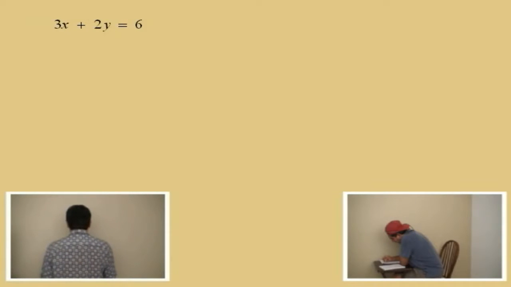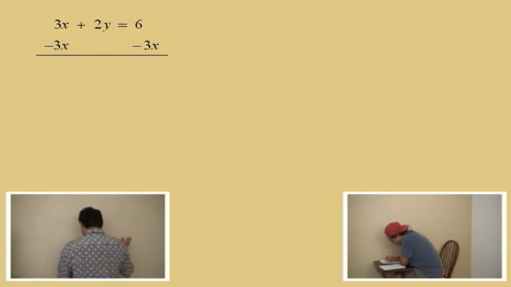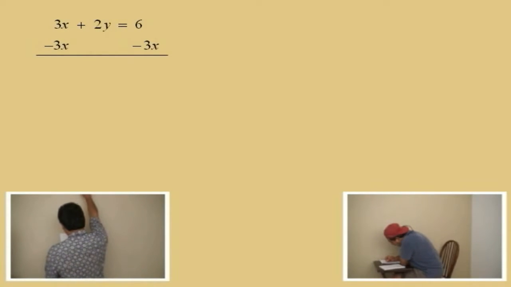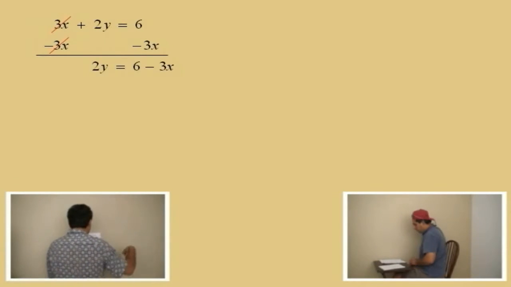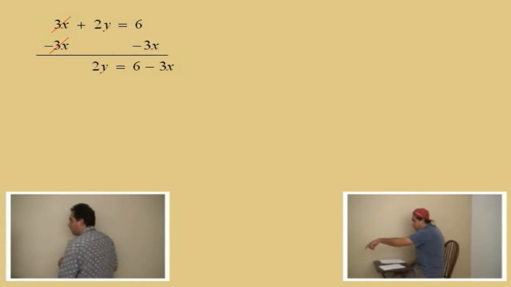So Charlie, solve for y. What do we do first, Charlie? Subtract 3x from both sides. That's right. Subtract 3x from both sides. Bring down your line. Don't forget, 3x subtract 3x gives you 0. So those are canceling out there to give you that 0. And then what's left on the left-hand side, Charlie? 2y. 2y, and the right-hand side is what? 6 minus 3x.